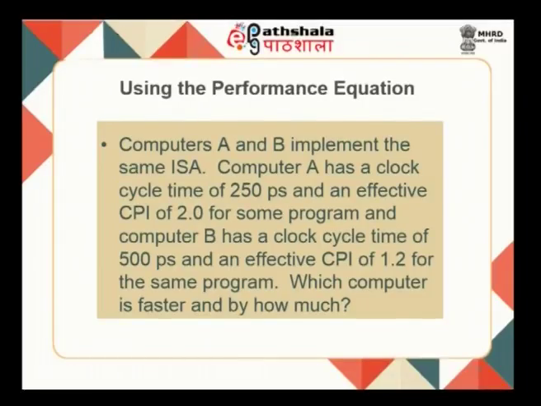Now, computers A and B implement the same instruction set architecture. Computer A has a clock cycle time of 250 picoseconds and an effective CPI of 2.0 for some program, and computer B has a clock cycle time of 500 picoseconds and an effective CPI of 1.2 for the same program. Which computer is faster and by how much?